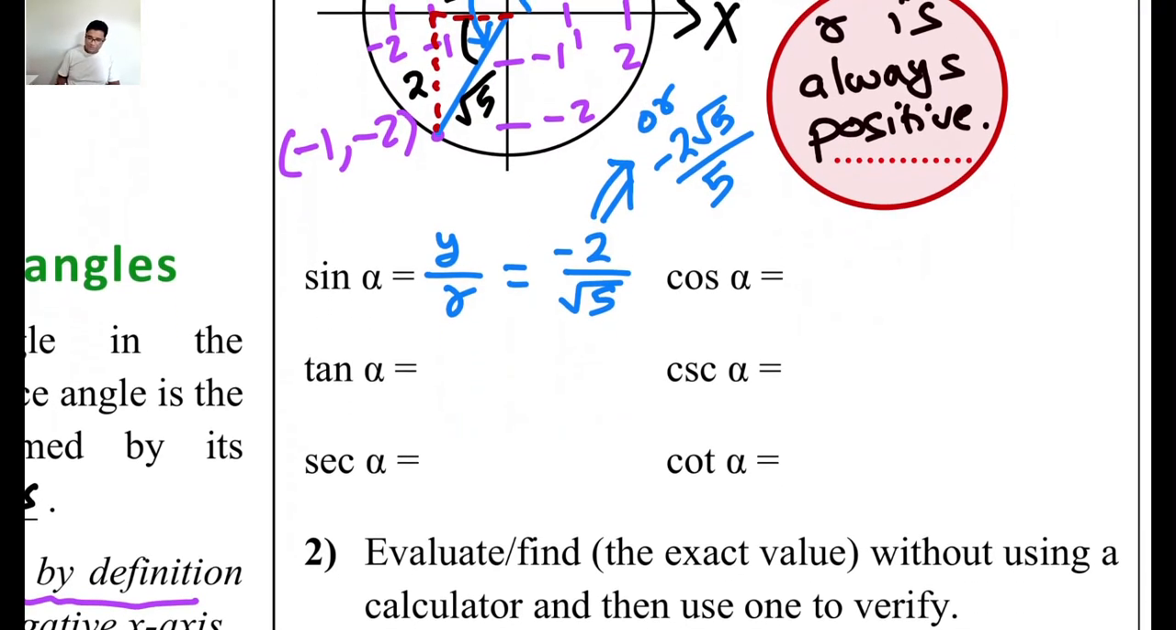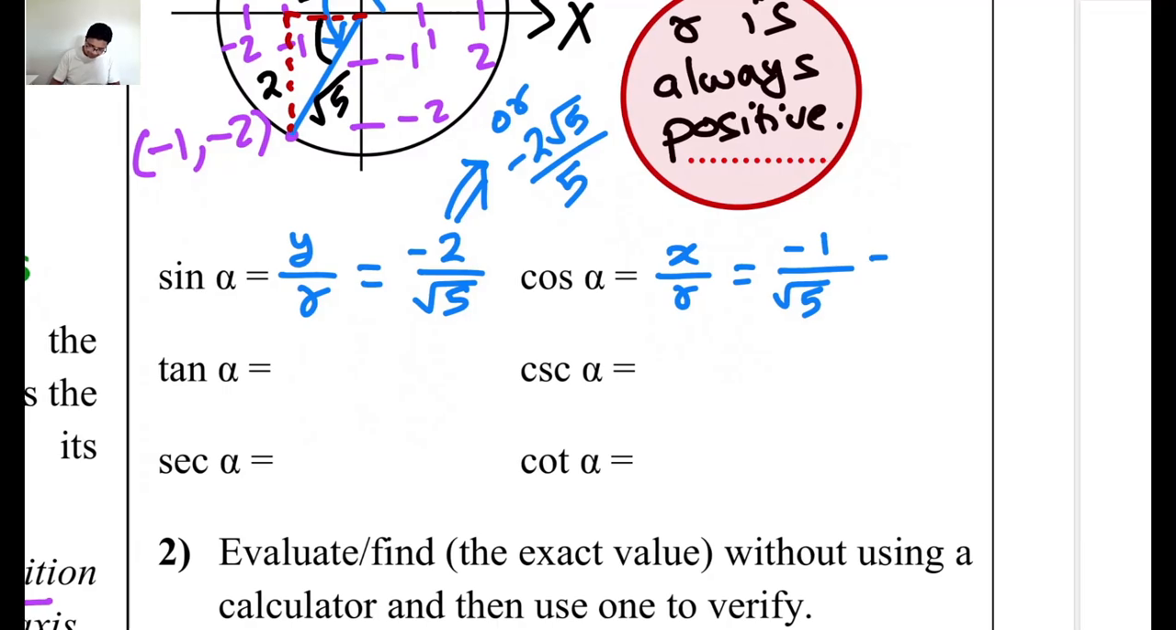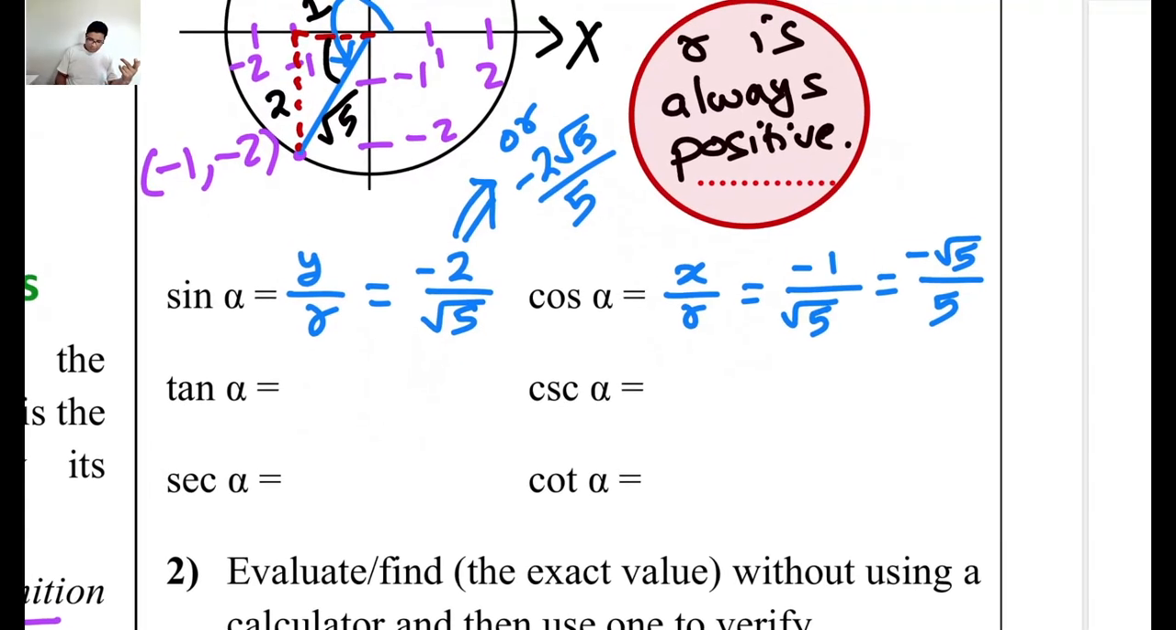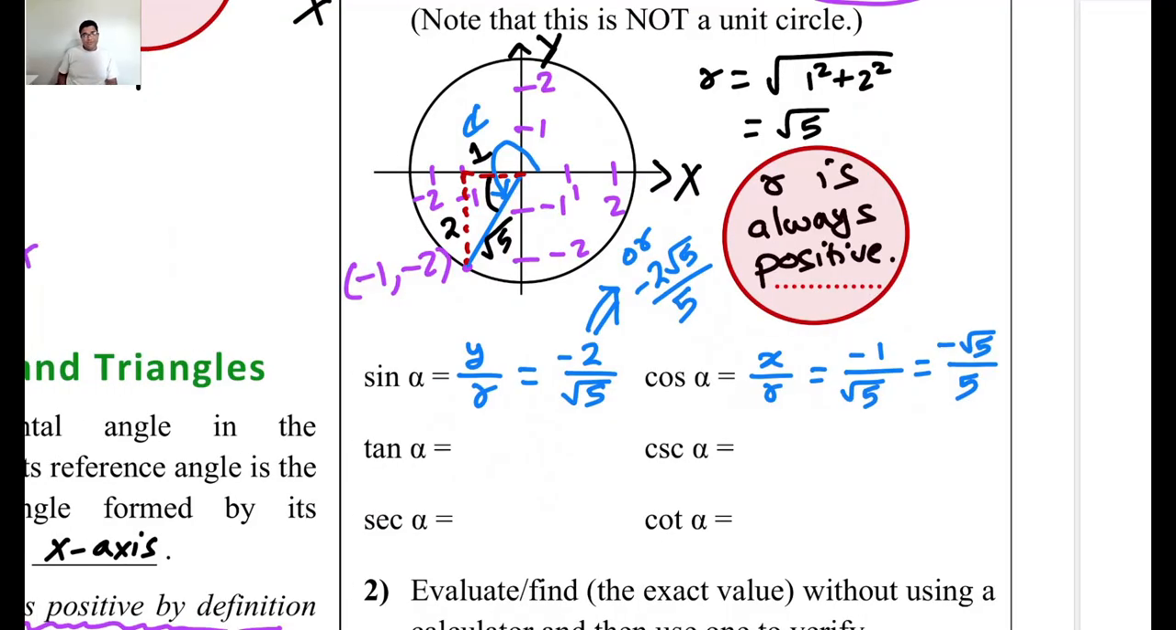Similarly, cos alpha is x coordinate over radius. The x coordinate is negative 1. Radius is under root 5. If you rationalize it, that is negative root 5 over 5. Go ahead and write the values of the other ratios and then check with me. Tan alpha would be y over x, negative 2 over negative 1, which will be 2.